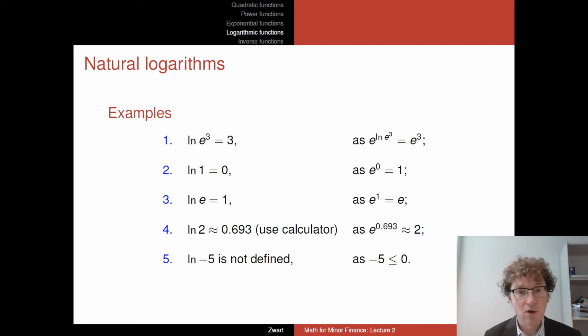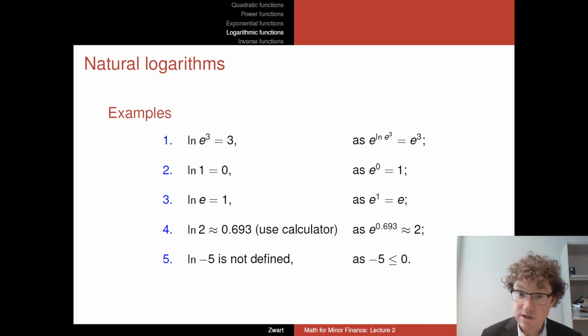And then what's the log of e? Well, of course, e to the power 1, that's e. So the log of e, that must be 1. The log of 2 we already encountered in the previous slide, so that was this number, approximately 0.693, because indeed e to the power 0.693 is more or less 2. And if you use your calculator, you can actually compute that number in a more precise form.